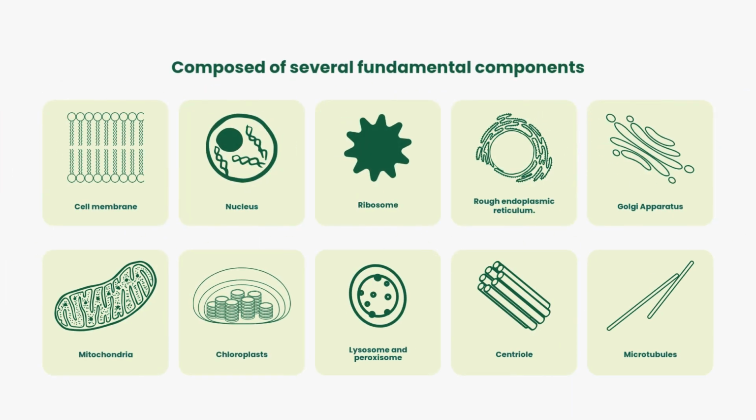Some of these fundamental components would be the cell membrane, nucleus, ribosome, rough endoplasmic reticulum, Golgi apparatus, mitochondria, chloroplasts, lysosomes and peroxisomes, centrioles, and microtubules. So those are the 10 most important that we're going to talk about. We're going to talk about several different types of organelles that are in our plant and animal cells today.